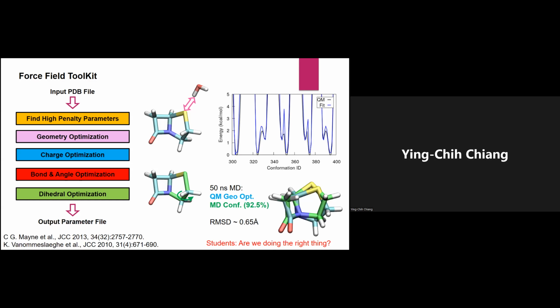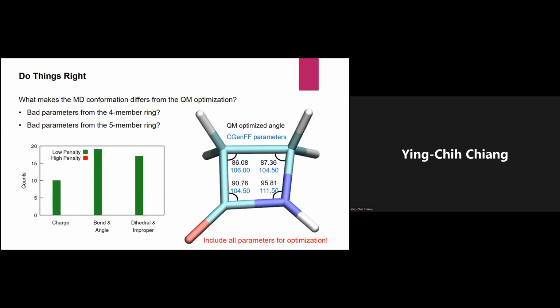At this point, the student will start to ask, are we doing the right thing? Well, I still think it's the right thing to try to optimize the ligand force field, because you can see that with a bad force field, your MD simulation will simply capture a different ligand conformation. And the question here should be, how can we do things right?